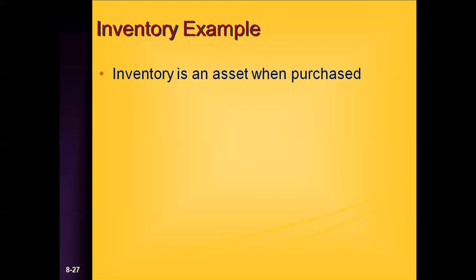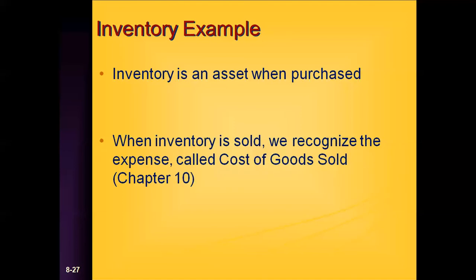Specifically, inventory is an asset when it is purchased. It doesn't turn into an expense until it is sold. And we recognize that expense in a category called cost of goods sold. That is a specific term and something that you should get across your brain at this point, for a business where there is inventory used to conclude a purchase.